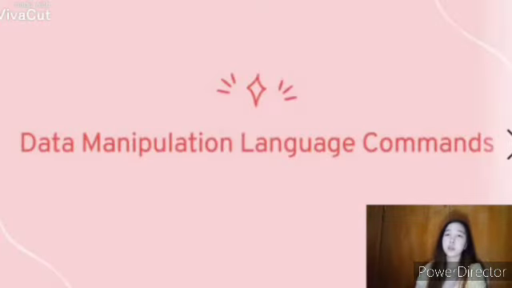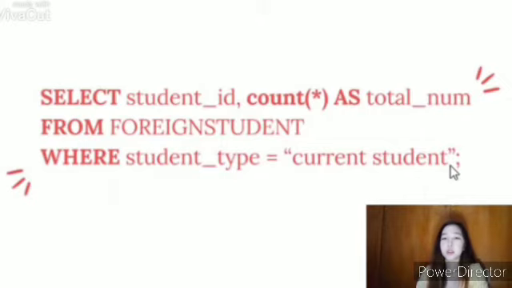Next is data manipulation language, or DML, used for adding, deleting, and modifying data inside the database. So here are some examples of DML commands that we use. First is SELECT student ID, COUNT(*) AS total_number FROM foreign_student table WHERE student type is current student. So this will get the total number of current students in the foreign student table.